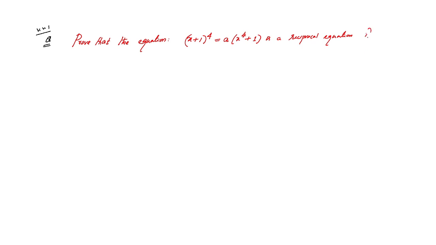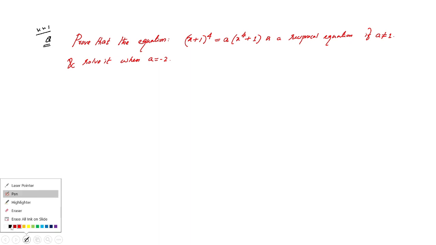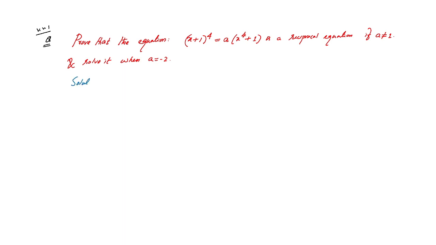If a not equals 1, and solve it when a equals minus 2. So there are two parts of the problem. The first part, we need to show the equation is a reciprocal equation if a not equals 1. In the second part, if we consider a equals minus 2, then you need to solve this kind of reciprocal equation. So now we come to the solution.